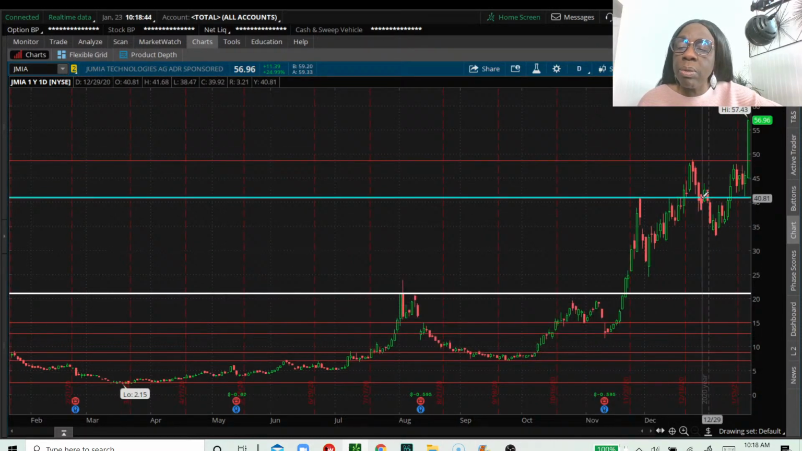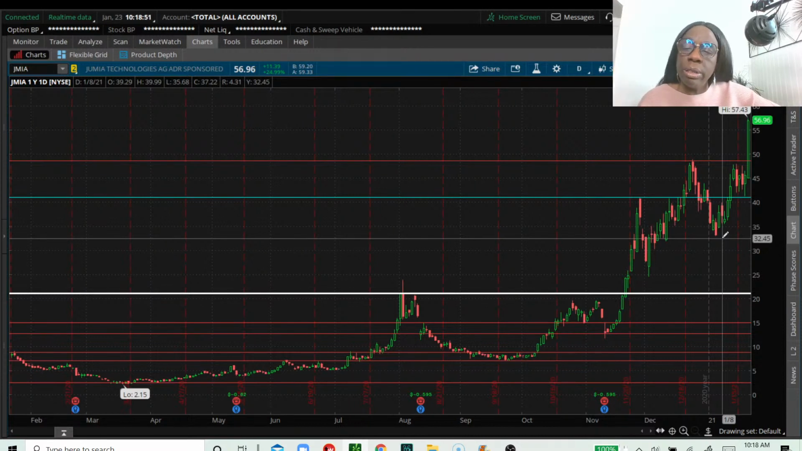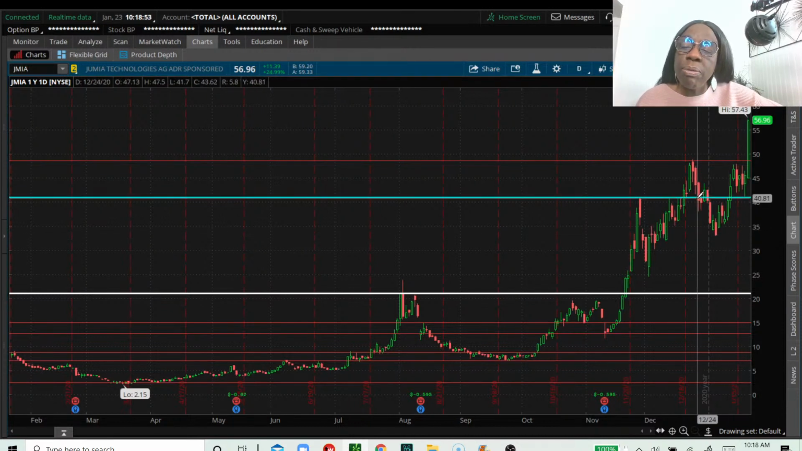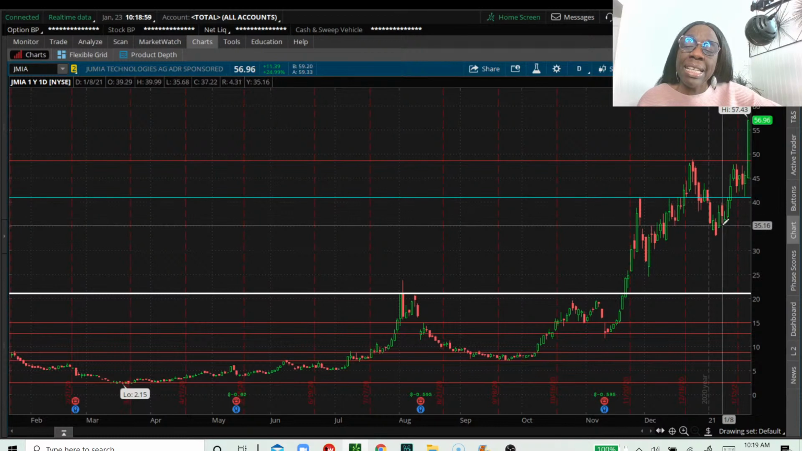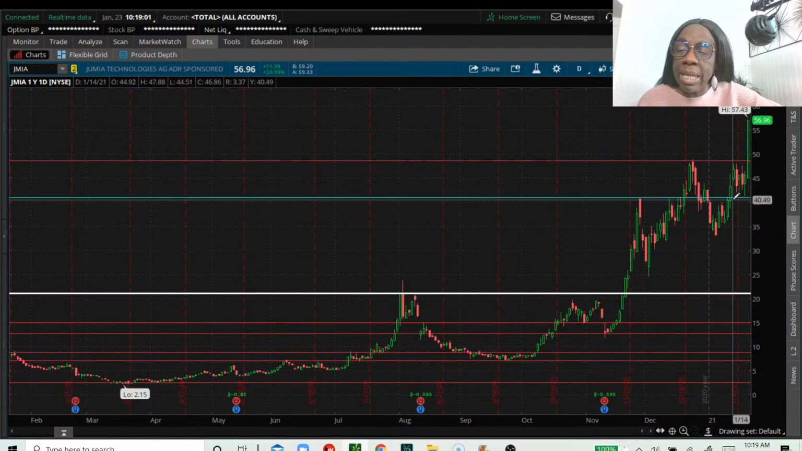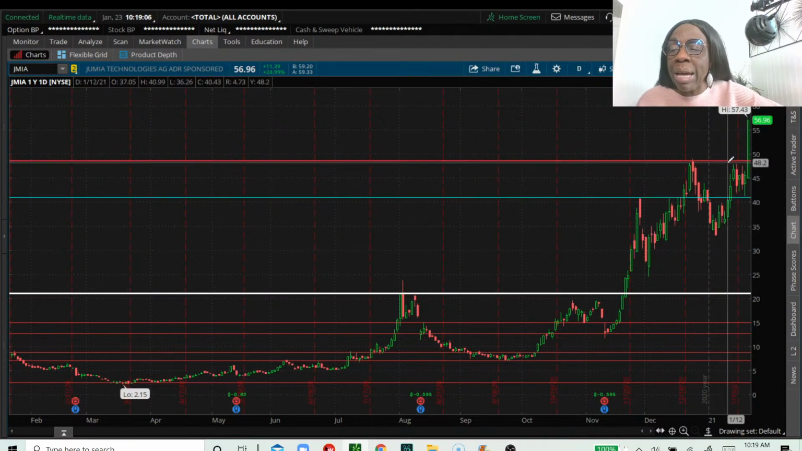You can see once it broke down below the blue level, we had another 2 weeks of it trading under support. And this blue level that was support all of a sudden becomes resistance because it's now resisting price action going above it. So on this day with this candle, price action ran up and we have another level here.